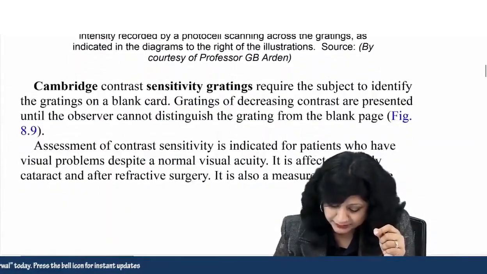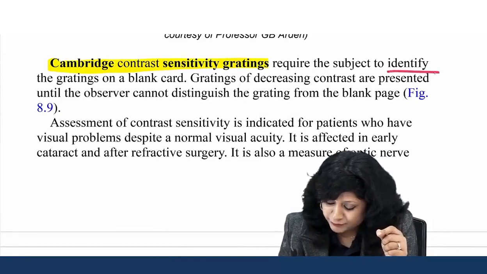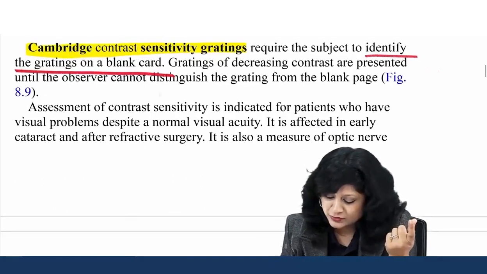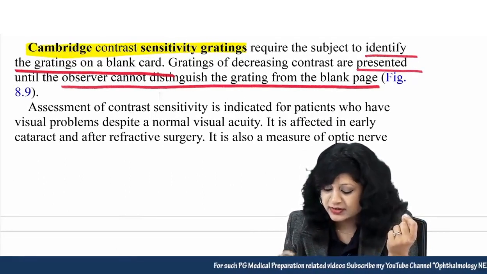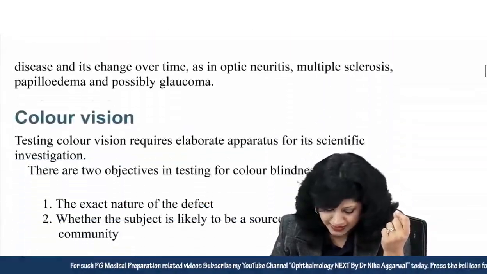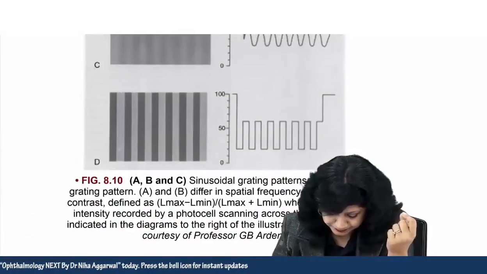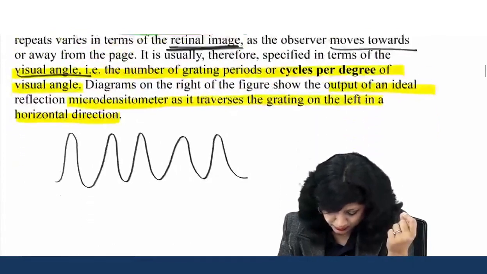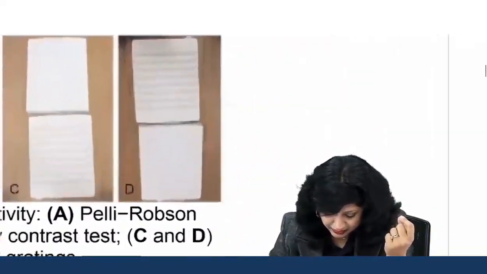Now there is another one. This is your Cambridge contrast grating sensitivity. This requires the subject to identify the gratings on a blank card. Here we are using a blank card. Gratings of decreasing contrast are presented until the observer cannot distinguish the grating from the blank page. So I think the figure is not there, or what, 8.9, yeah. So this is there, okay, can you see?